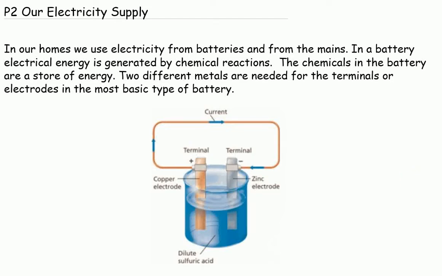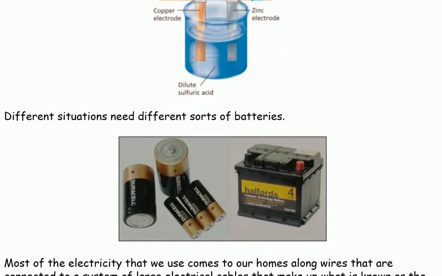P2, our electricity supply. In our homes, we use electricity from batteries and from the mains. In a battery, electrical energy is generated by chemical reactions. The chemicals in the battery are a store of energy. Two different metals are needed for the terminals or electrodes in the most basic type of battery. Different situations need different sorts of batteries.